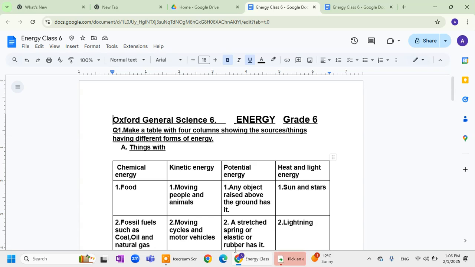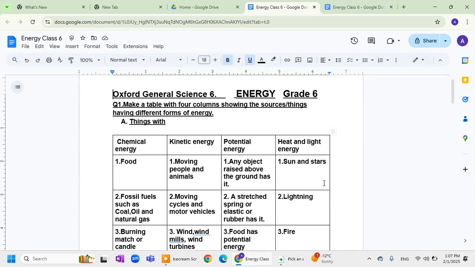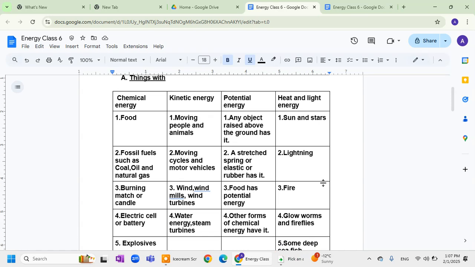This is Oxford General Science for grade 6, and the lesson is Energy. These are the answers for the questions which are given in the exercise. Question 1. Make a table with 4 columns showing the sources, or the things having different forms of energy.